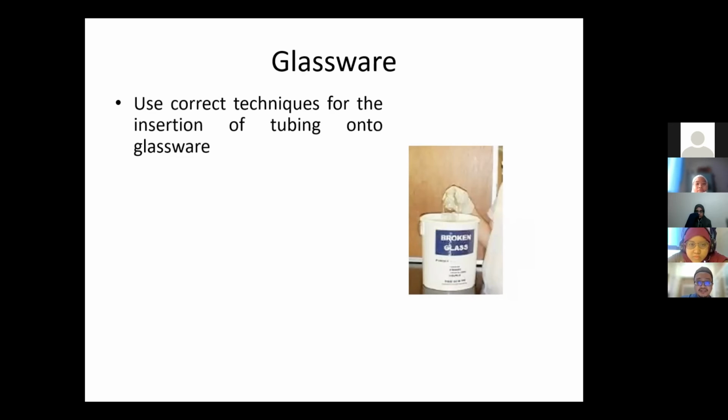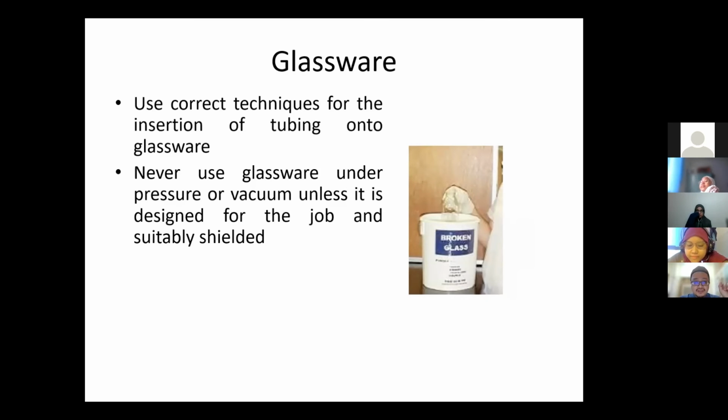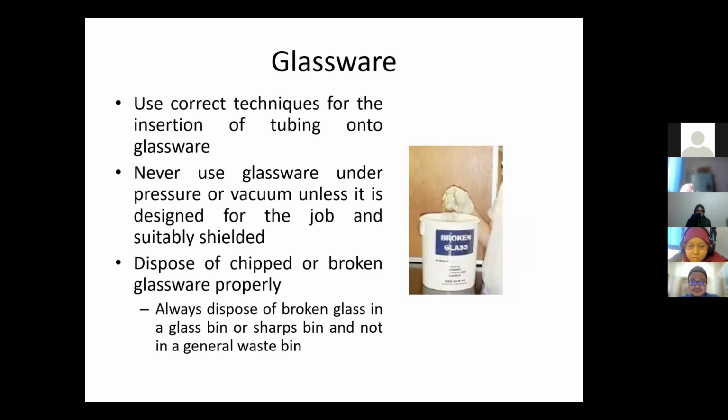Okay, glassware. Use correct technique for insertion of tubing onto glassware. Dia ada cara kita nak masuk dalam benda, follow that instruction. Never use glassware under pressure or vacuum unless it is designed for the job, because it can break easily. Dispose of cheap or broken glassware properly. There are containers for that. Yeah, we call it sharp bins. Could be yellow, could be red, depends on the lab. But never put it in any other bins, not the general waste bin. Yeah, bukan bin yang warna biru ke apa ke.